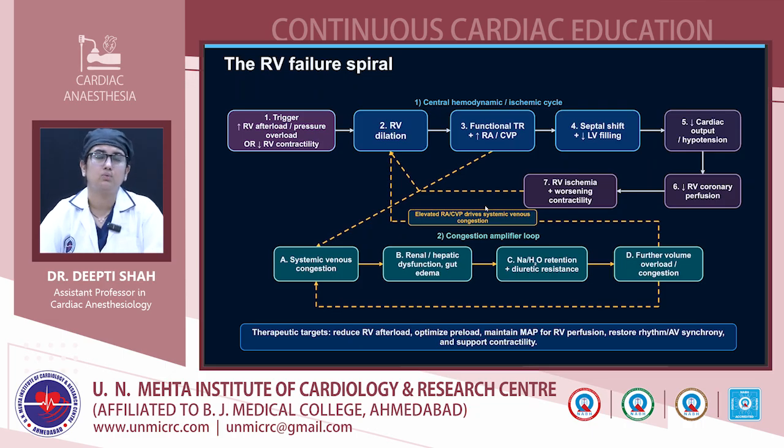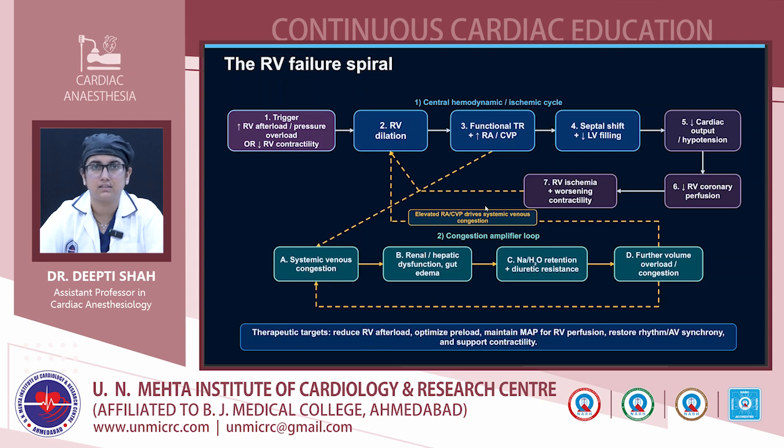This RV dilatation will further lead to functional TR and an increase in the RA pressure and CVP. This dysfunction will lead to septal shifting plus decreased LV filling, and eventually hypotension and decreased cardiac output. That further decreases RV coronary perfusion, so the perfusion the RV receives falls, resulting in RV ischemia and worsening of contractility. This also leads to functional TR and increased RA pressures.